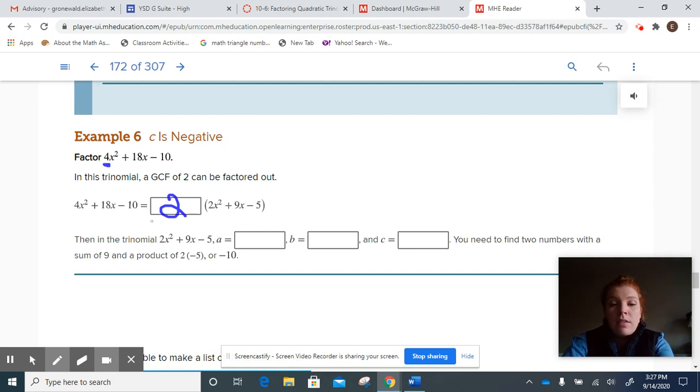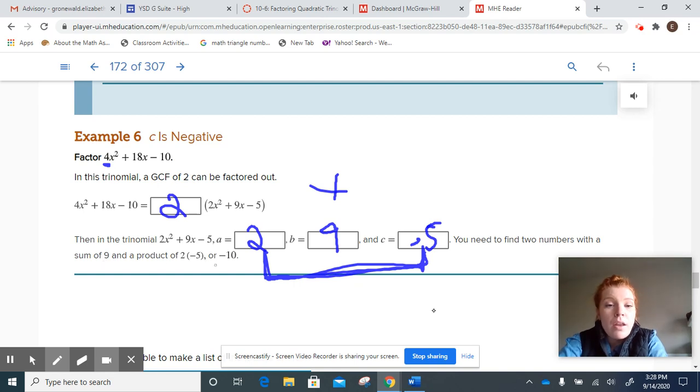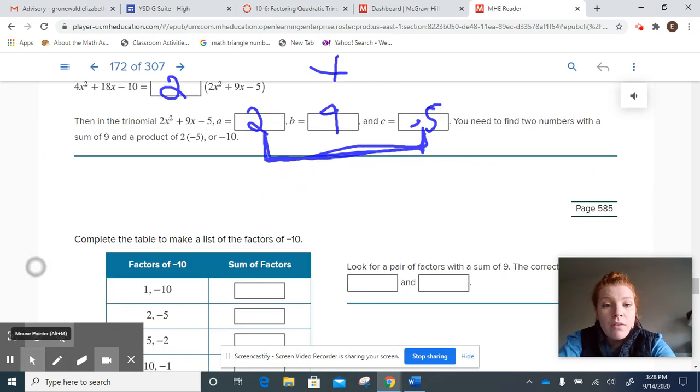Then you have your new numbers. B and C, remember, are the middle and the last, which are 9 and -5. And then A is the one in the front, which is the 2. We are still finding two numbers that multiply and add, but instead we are finding two numbers that multiply to A times C and add to the middle. So here we have a sum of 9, but a product of -10, because that's where the 2 and the 5 are coming in.